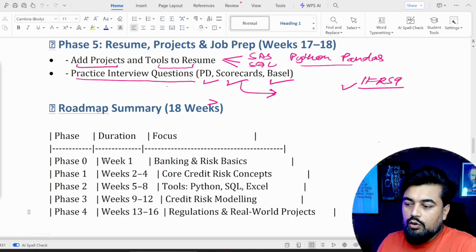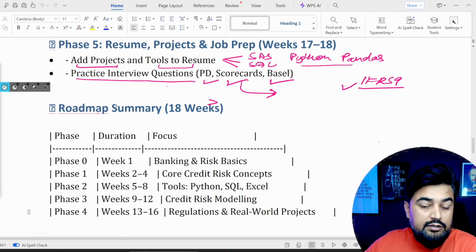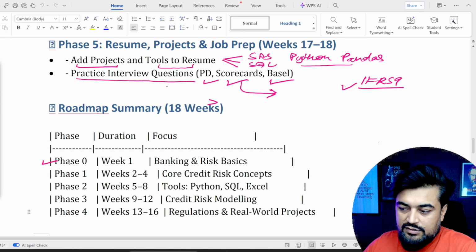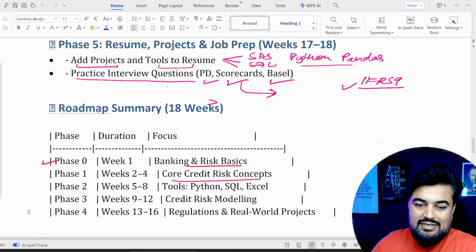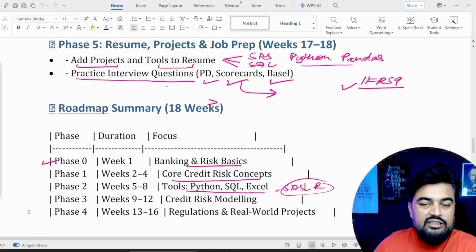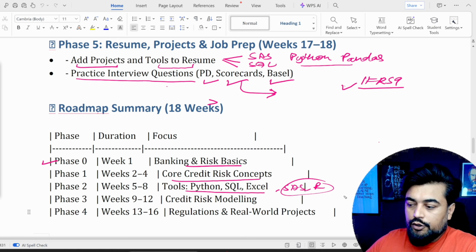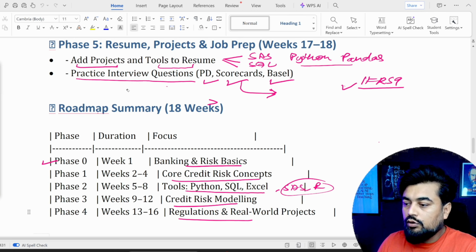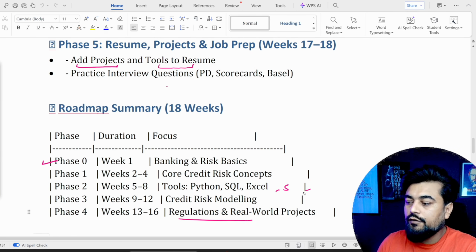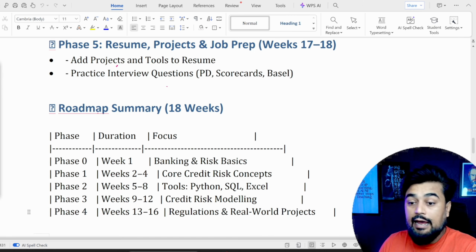So now let's talk about the roadmap again in summary. There are some phases. Phase 0, I spoke about banking and risk basics, then core credit risk concepts, that's what I call the step, and then Python, SQL, Excel. I would even mention SAS and R here, but these are the main technologies, and I'm not mentioning any others so as not to confuse you. Then you have to understand credit risk modeling, then regulation and a real-world project. If you summarize all this, this is a whole real-life roadmap if you want to be a credit risk analyst.